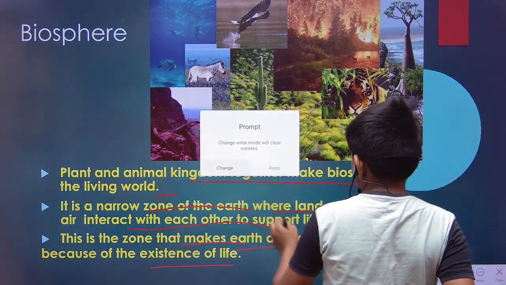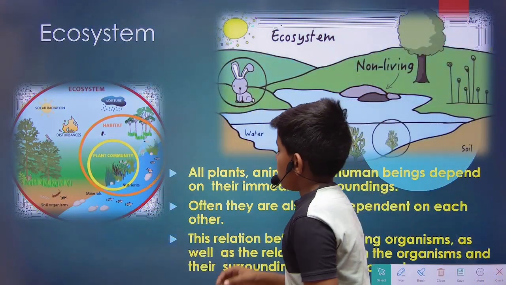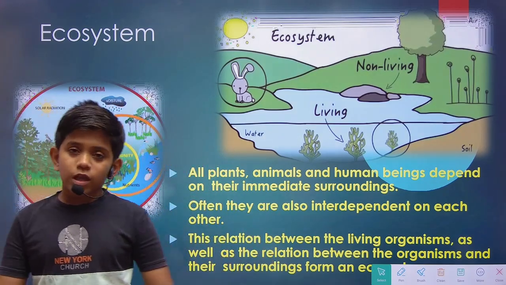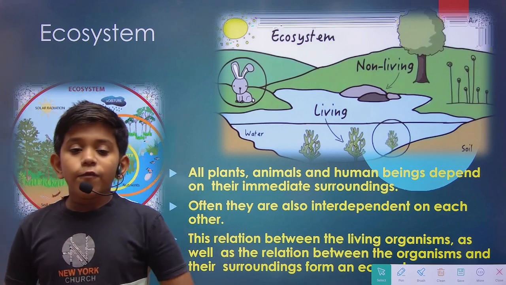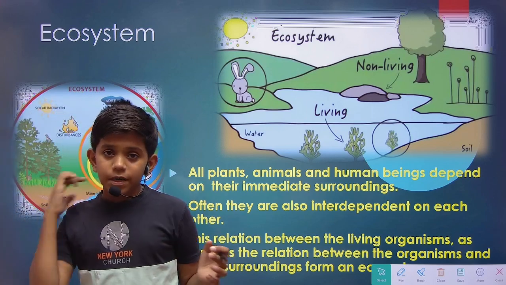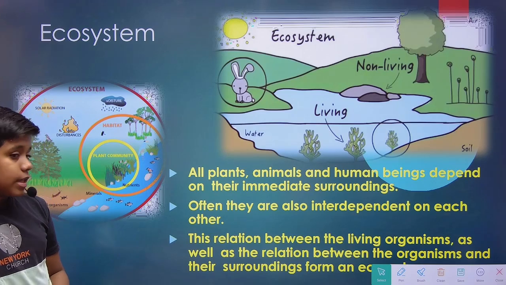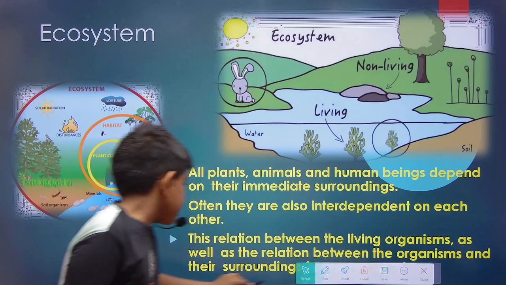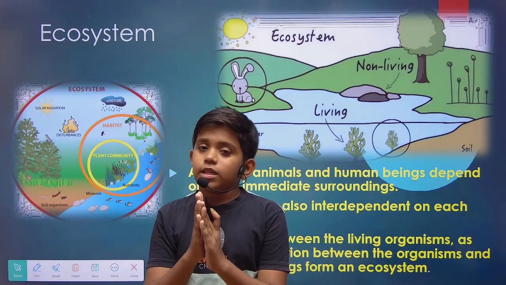Next, ecosystem. Now what is the ecosystem? All plants, animals and human beings depend on their immediate surroundings. We know what our surrounding is. We depend on that surrounding, right? Often they are also interdependent on each other. Now everyone is dependent on plants for food and oxygen. Next, this relation between the living organisms as well as the relation between the organisms and their surroundings form an ecosystem. So the relation between the living things and the non-living things makes the ecosystem.